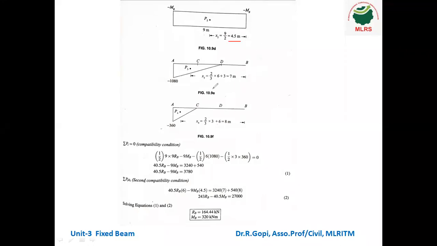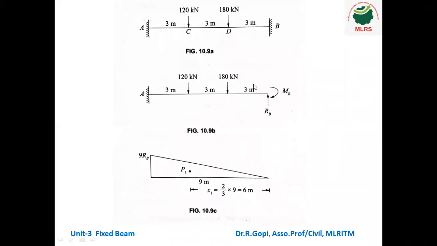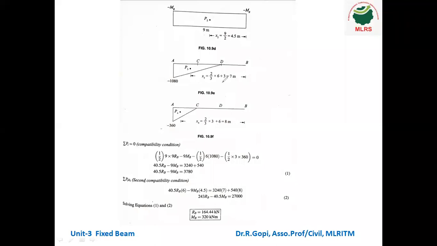Okay. Next, coming to the third diagram. So in the third diagram, we applied the load acting at D point. That means 180 kilonewton. Bending moment due to it: under this portion only, the load is acting at the D point. Okay. So 180 into corresponding distance 6 meter. So we got the bending moment value 1080. Since it is a point load, the bending moment diagram will be a triangle.